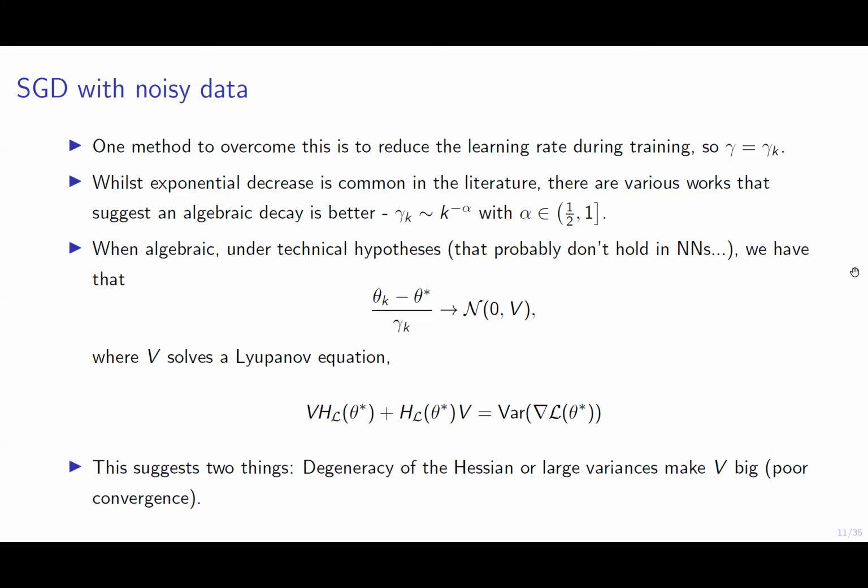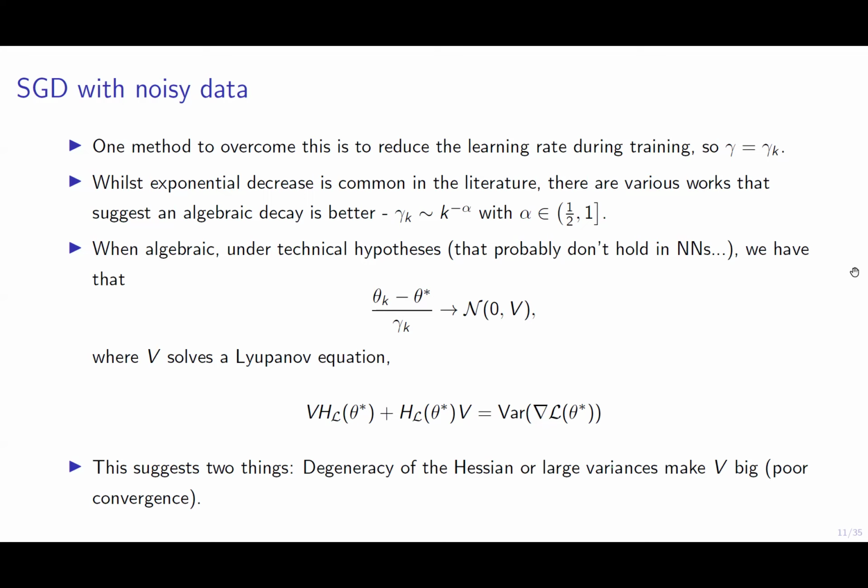But whilst this is common, there are various works which say that the correct option is to take an algebraic decay. So when you're near a good minimum, you should be taking your learning rates to behave like 1/k^p, where the power is greater than a half and up to 1. Now, what's essentially the argument here?